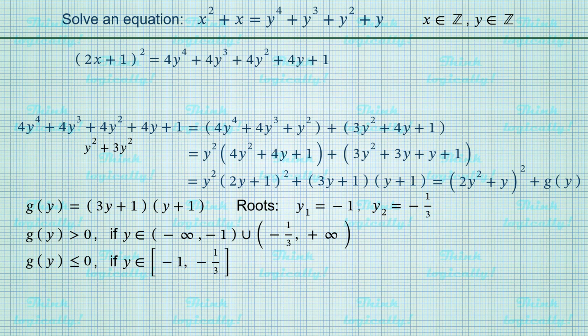Now, non-positive values of g correspond to a finite range, which is what is needed. Moreover, this range contains a single integer, negative 1. Therefore, if y is an integer other than negative 1, g of y is positive. Since y is assumed to be an integer, we can write without loss of generality that g of y is greater than 0 if y is different from negative 1.